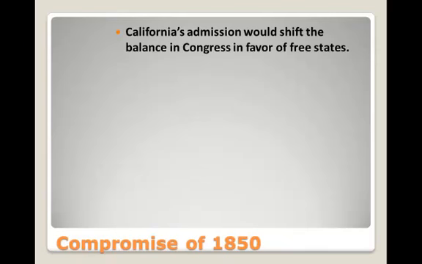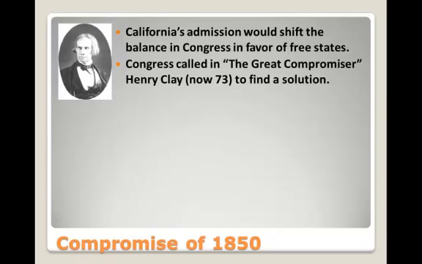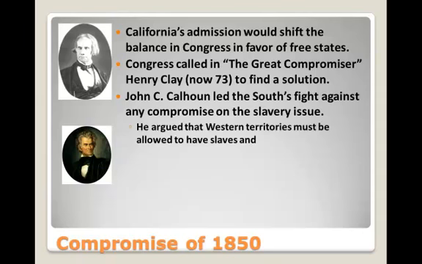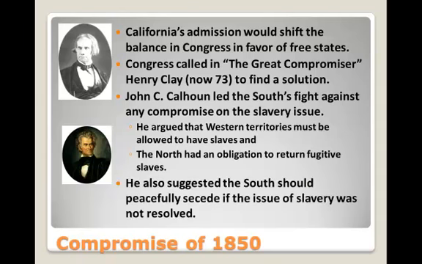California's admission would shift the balance in Congress in favor of the free states. So they once again called on Henry Clay, who's now 73, to find a solution to this problem. John C. Calhoun, as expected, led the South's fight against compromise on the slavery issue. He argued that the Western territories must be allowed to have slaves, and that the North had an obligation to return the fugitive slaves. He also, and not unexpectedly again, suggested that the South should peacefully secede if the issue of slavery was not resolved. That seemed to be his solution every time the South wasn't getting their way, to secede and leave the Union.